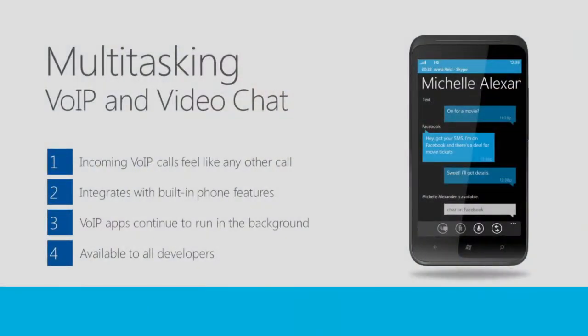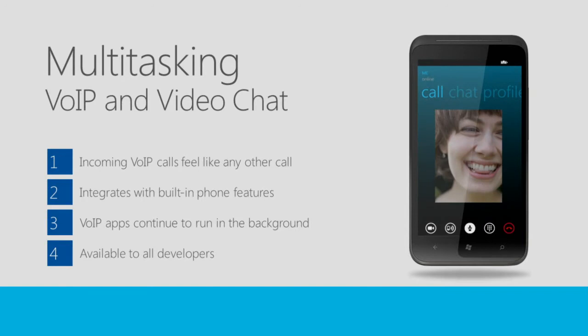VoIP apps will also continue to run in the background. So say you want to go look at a text message. You'll see that the same toast that shows up under a normal call is also showing up here while the VoIP call is going. And you can continue that conversation. Again, all the audio routing just continues to work. And then if you click on the toast, you go right back to the Skype application.